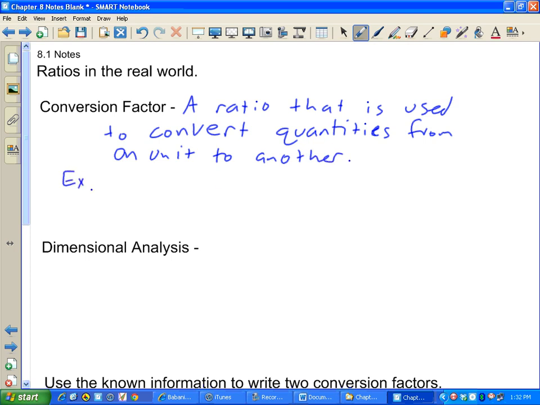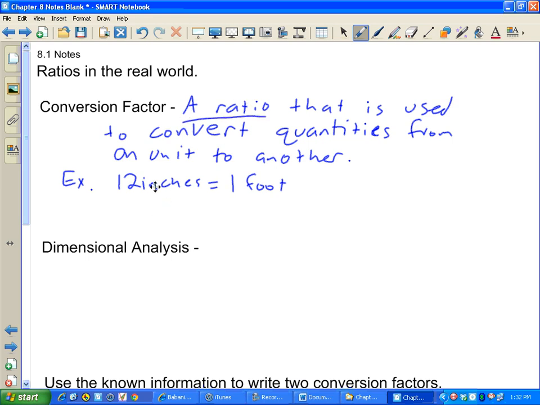So an example of this conversion factor is, all we need to know is a simple fact about a certain unit and how it relates to different units. So I'll use one that everybody knows. There are 12 inches in 1 foot. So a conversion factor is a ratio.